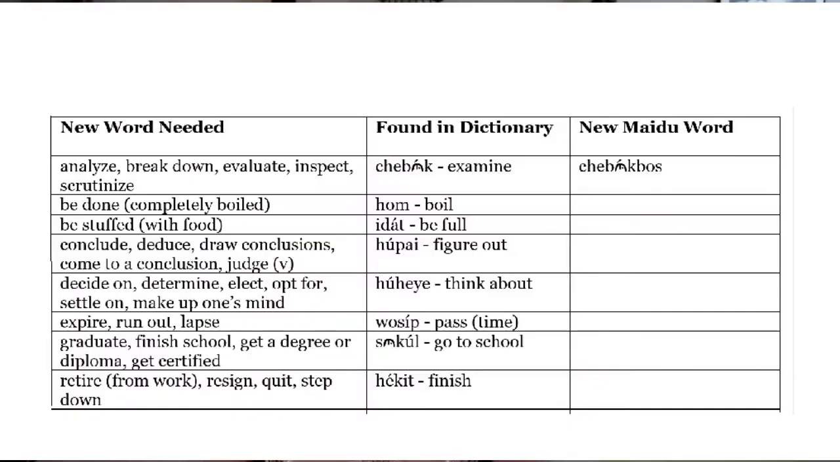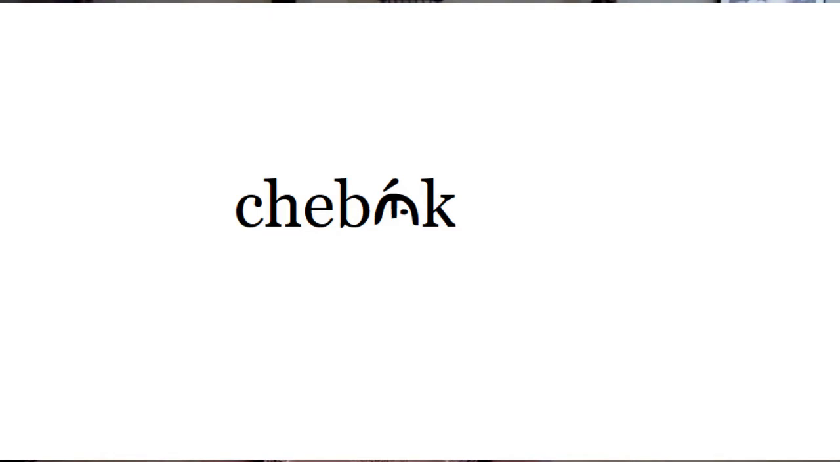Let's invent new words by adding bos, completely, to a verb which is already in the dictionary. The first one's done for you. You want a word for scrutinize or analyze. We do have a word for examine, chebuk. If you completely examine something, you're scrutinizing it or analyzing it. So add bos to chebuk and it gives you chebuk bos, scrutinize, chebuk bos.